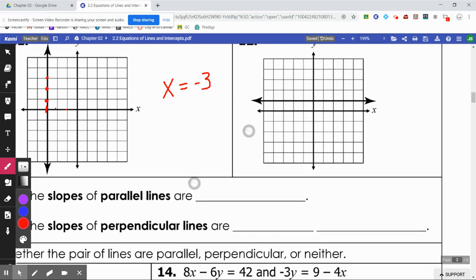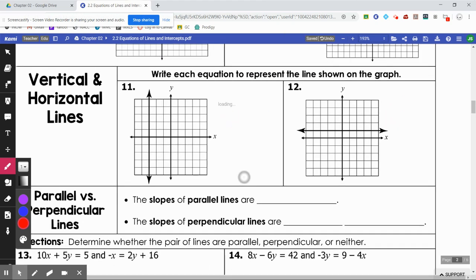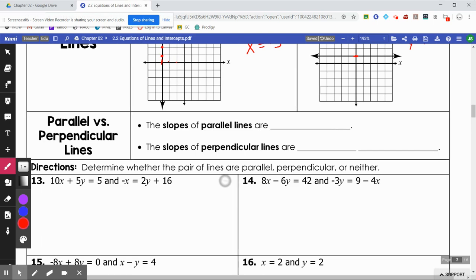The equation of a vertical line is x equals. The horizontal line is going to be y equals, and you simply look and see where your line crosses the y-axis. This line crosses at 1, so the equation is going to be y equals 1. So a vertical line is x equals a number, and a horizontal line is y equals a number.